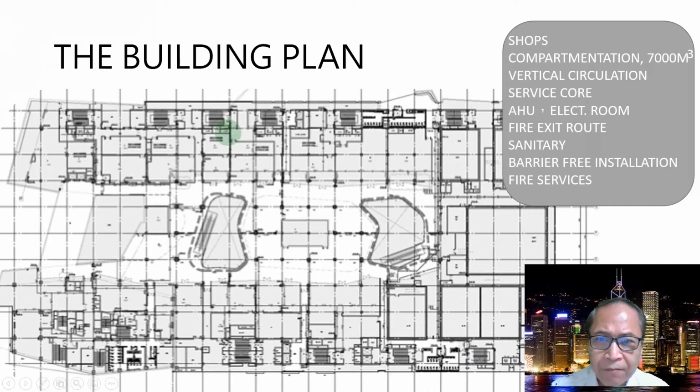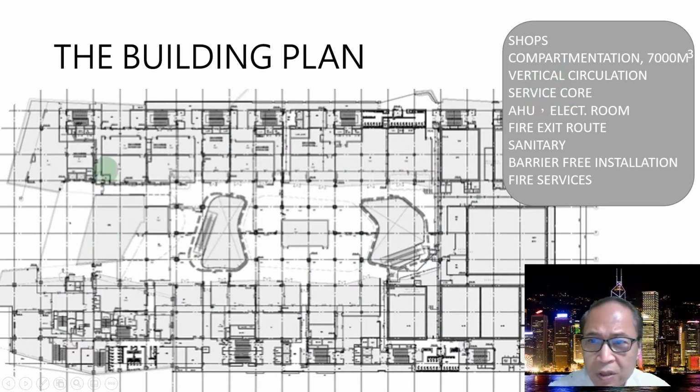The building plan. This is the shopping center building plan. You see, this is the shopping area, the shops for rent. See, these are the shops. The compartmentation is the fire compartmentation, which is 7,000 cubic meters in most countries. More than this figure, mostly we should have a fire shutter or a wall to divide, to segregate the area.